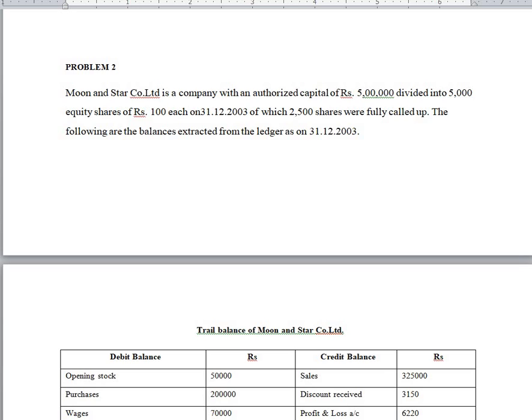Moon and Star Co Limited is a company with an authorized capital of rupees 5 lakh divided into 5,000 equity shares of rupees 100 each on 31st December 2003, of which 2,500 shares were fully called up. And the following are the balances extracted from the ledgers as on 31st 12, 2003.